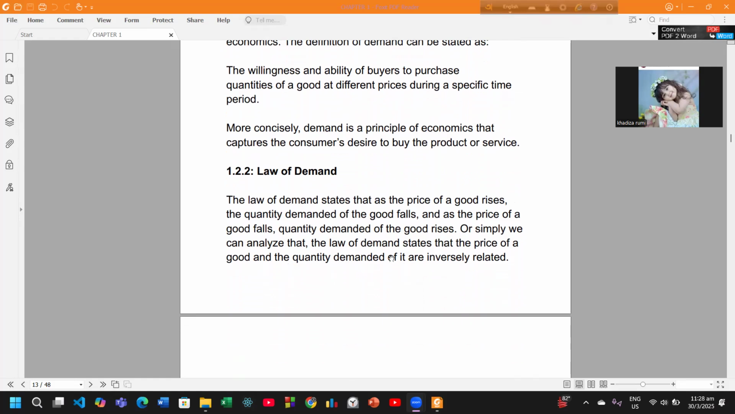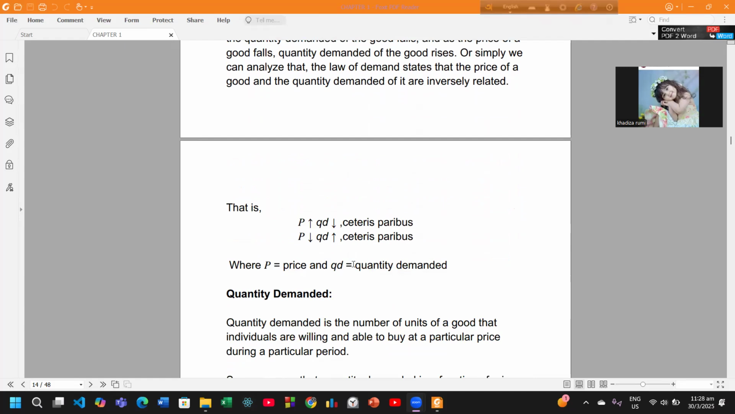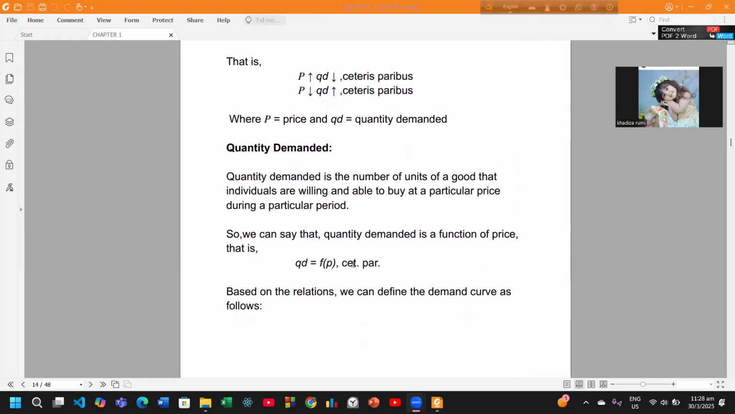Law of demand. The law of demand states that, all else being equal, as the price of a good or service increases, the quantity demanded decreases, and vice versa. This relationship is represented by a downward sloping demand curve, showing the inverse relationship between price and demand. So we can say that quantity demanded is a function of price, that is Qd = f(P), ceteris paribus.